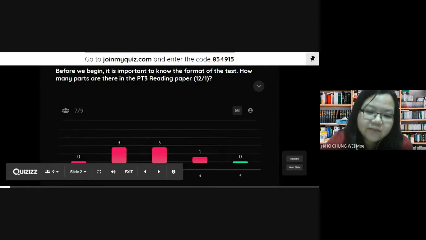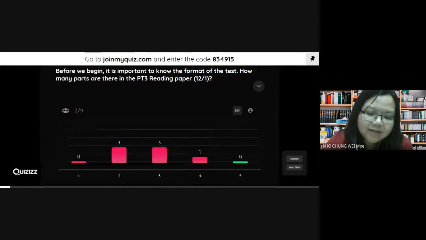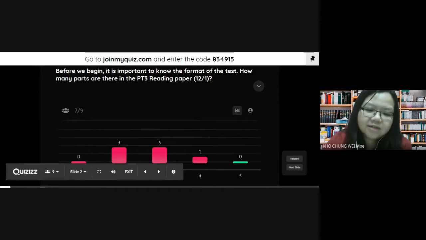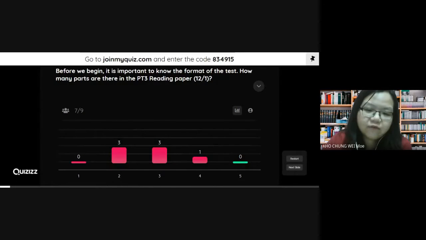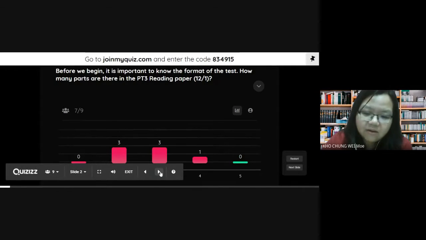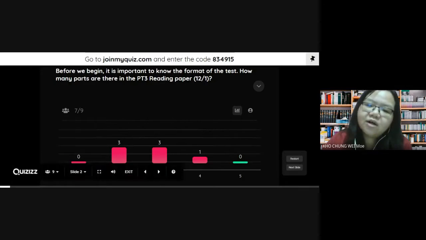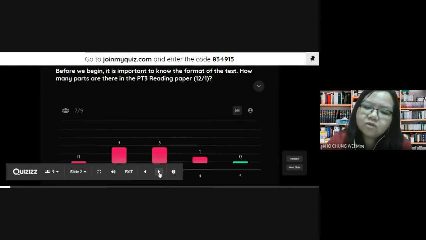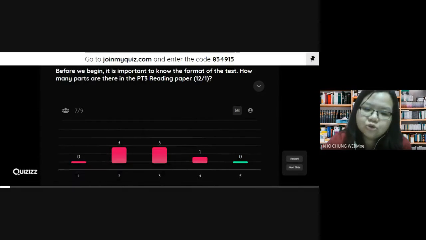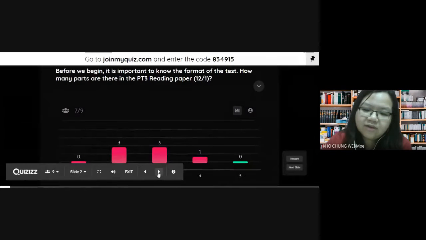But for information, the PT3 reading paper has 5 parts. If you have forgotten, please refer to your full test paper, I think we sat for one in March this year, or you can refer to the one last year. Okay, at the end of Form 2, you sat for a full paper, so you can refer to that for the full format. All right, and we have worked on a few drills as well in class before school was closed, so you should know. Okay, so there are 5 parts.